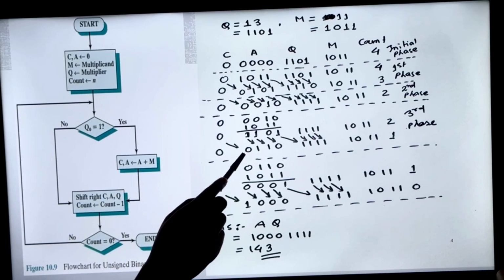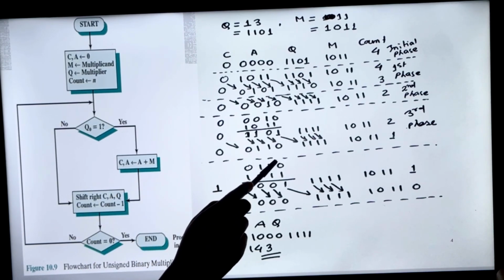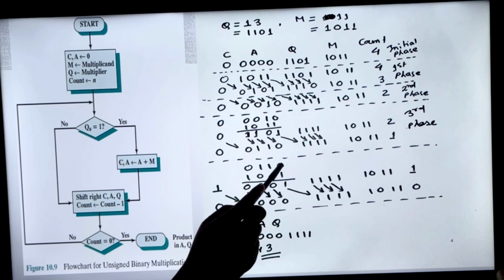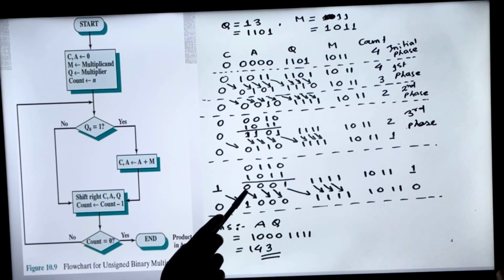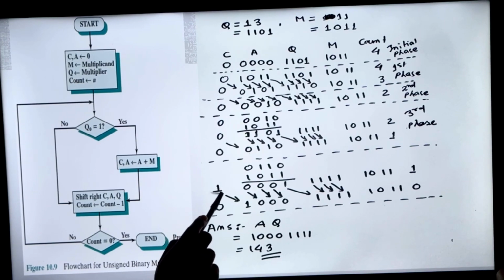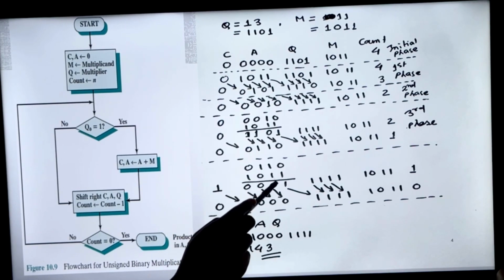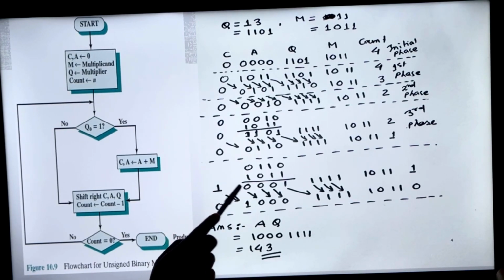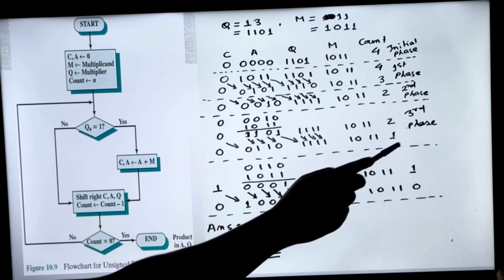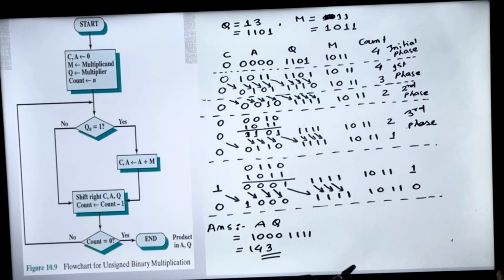What is my A? This one, 0, 1, 1, 0. What is my M? 1, 0, 1, 1. Just add it. 0, 1 is 1, 1, 1 is 0, 0, 0. And I have a carry out bit 1 here. Check it. 0, 1 is 1, 1, 1 is 0. I have a carry out bit. 1, 1 is 0. I have a carry out bit. 1, 1 is 0. I have a carry out bit. So I am storing it here. Then whatever Q I have, whatever M I have, whatever count I have, I write as it is.